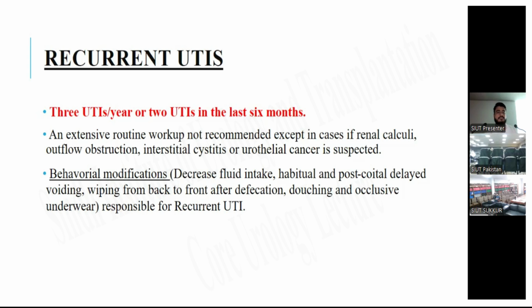So that's why, in a patient who is having recurrent UTI, you should increase your fluid intake. And wiping from back to front is for females. And these are the measures we advise patients if they have recurrent UTI. But there is limited evidence for that.